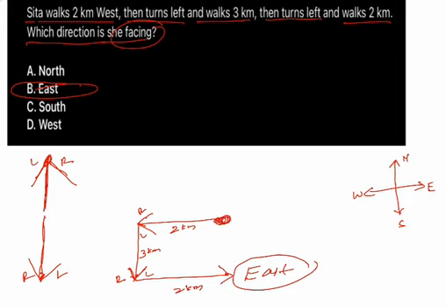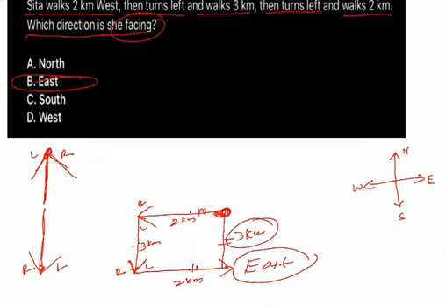How far is she from her original place? From here to here, how far is she? This is 3, this is 2. These two are equal, and this is 3 means this is also 3. 3 kilometers away from her original place. Next question.